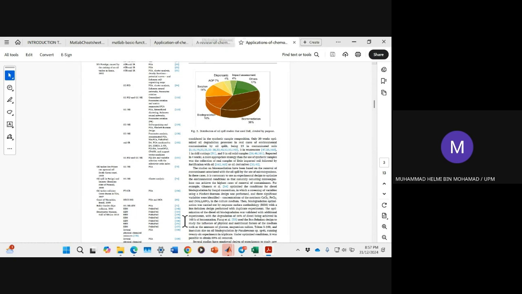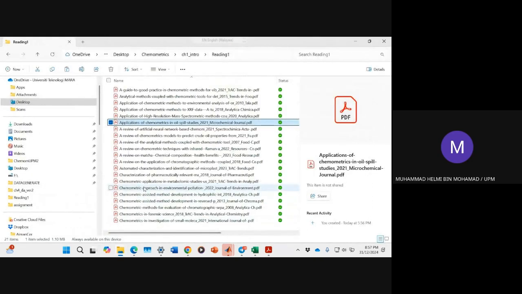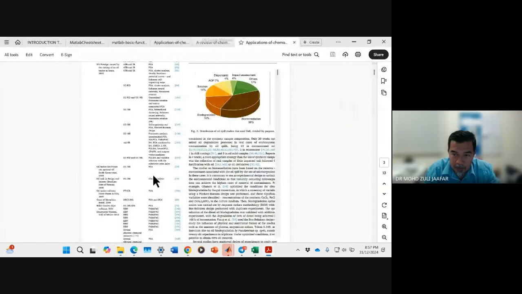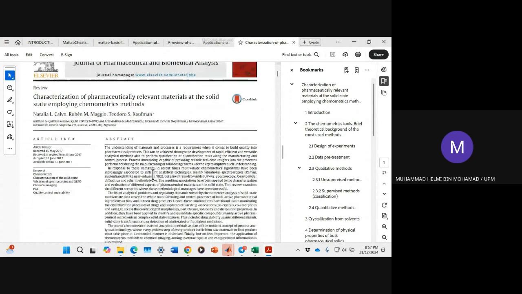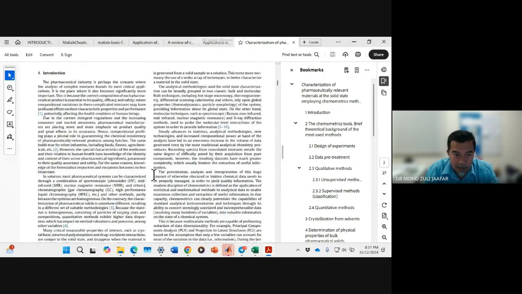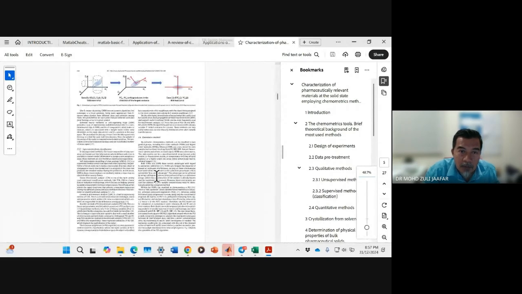Good. Okay. Characterization of pharmaceutical solid state. Which paper? Characterization of pharmaceutical. Okay. Good. This one. Okay. On page 552. Wait, I want to reduce. 552.